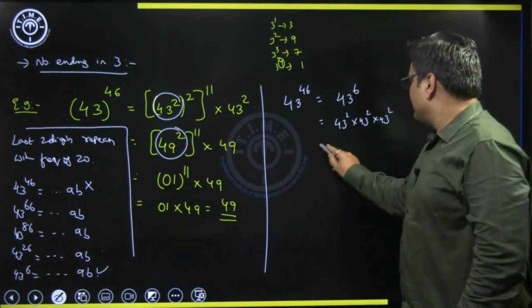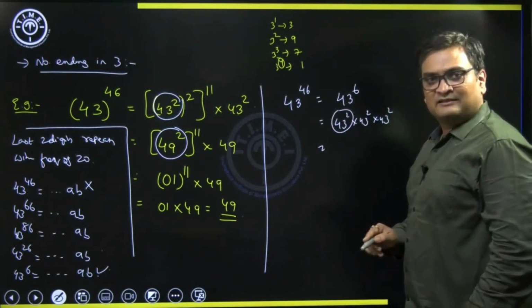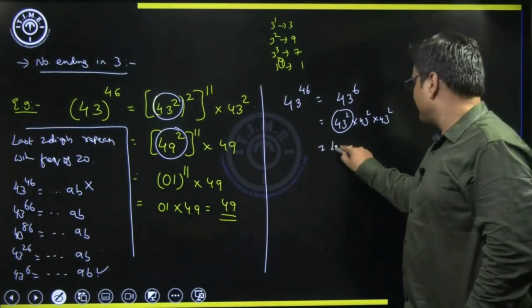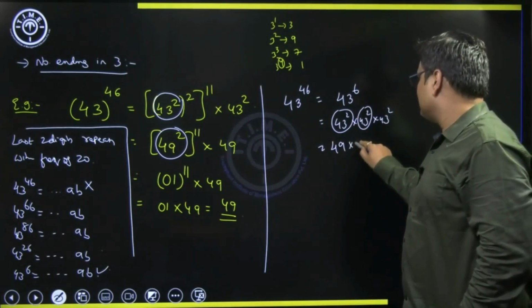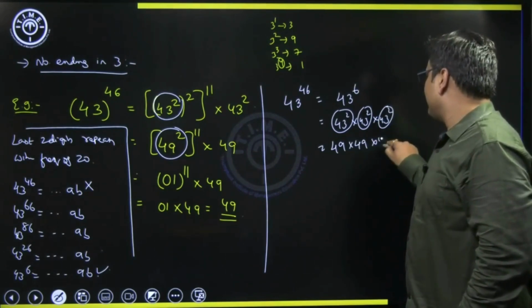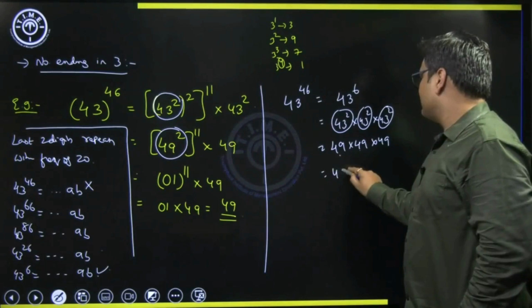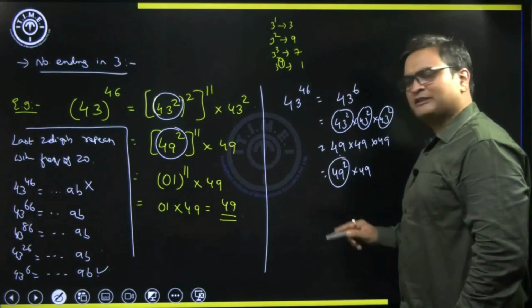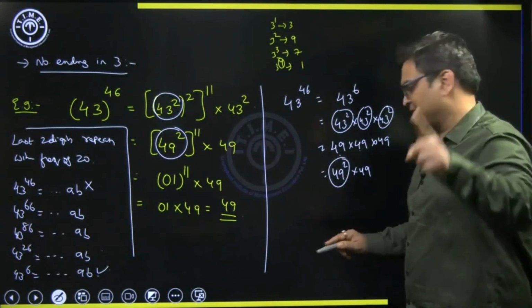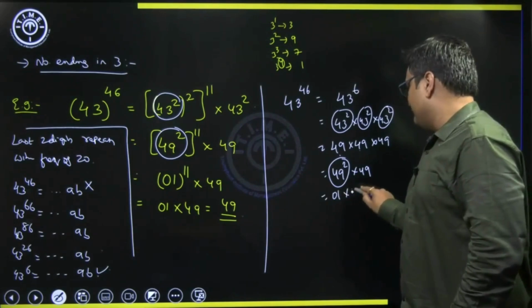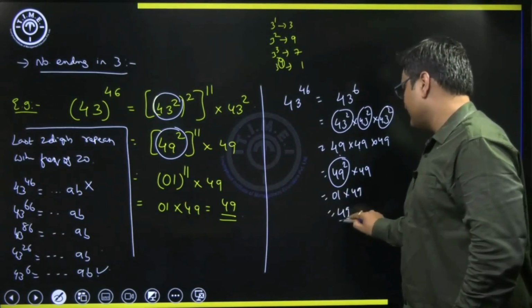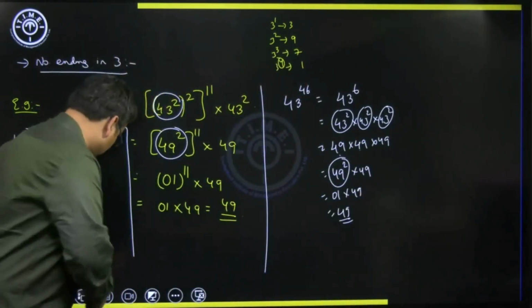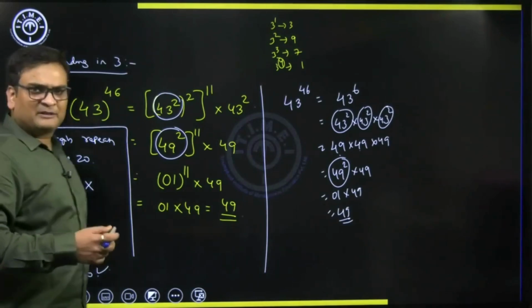Stay with me. 43 square, the last two digits will be same as 50 minus 43, 7 square, last two digits, which is 49. This will also be 49. So it will be 49 into 49 into 49. Now again, the last two digits of 49 square is same as 50 minus 49, 1 square, 1. 1 into 49, again I will get my answer as 49. You will get the same answer. So this way, if we want to simplify by reducing the power, we can do that.